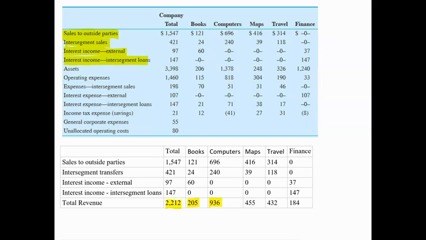2212. And the next step is to calculate 10% of the total revenue. So 10% of the total revenue equals 221. Then we need to see which segment's revenue is larger than this amount, then that's reportable. So we have computers, maps, travels. These 3 segments have a revenue that's larger than 10% of the total revenue. Okay, so their segment information is reportable.